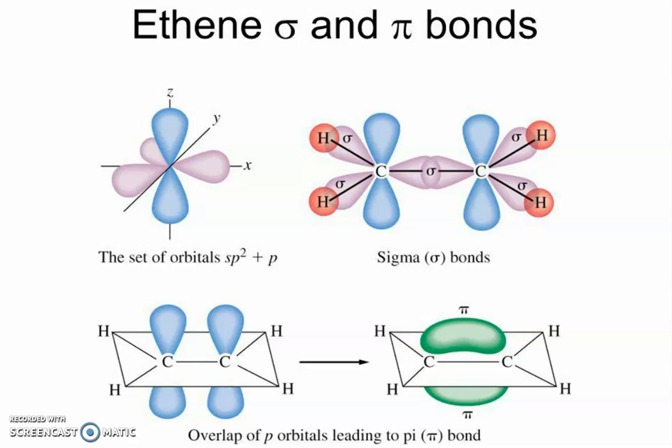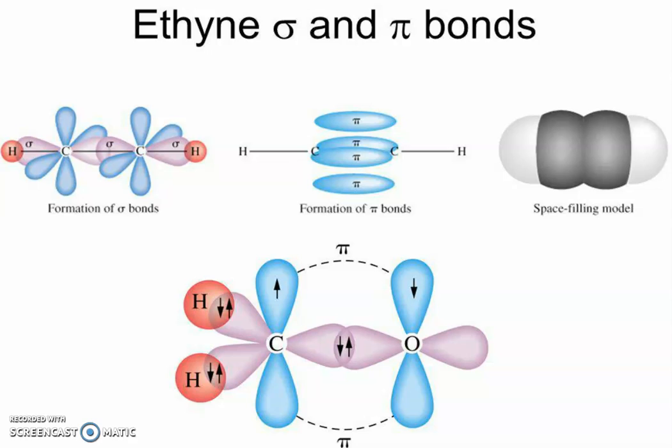And in the second example, overlap of p orbitals leads to pi bonds. So, the set of orbitals x, y, z, you can see how they form sigma bonds in ethene and overlap of p orbitals leading to pi bonds. Ethene, sigma and pi bonds. Formation of sigma bonds. Then you can see the formation of pi bonds. Then you can see the space filling models. Now you can see the pi orbitals.